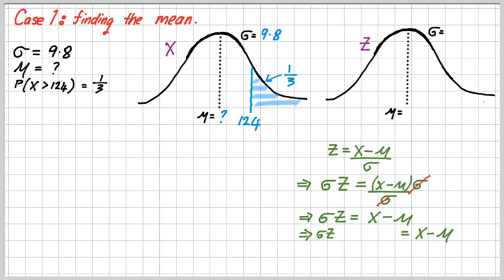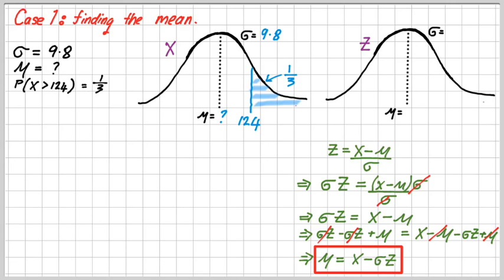These last two steps are the same or equivalent. What I want to do first is subtract the standard deviation times z from both sides. Then I want to add the mean to both sides. The reason is that these two cancel out and become 0, and these two cancel out and become 0. So what am I left with? I'm left with the mean equals x minus standard deviation times z. There you go. If you remember that formula, you're going to be good to go to find the mean.